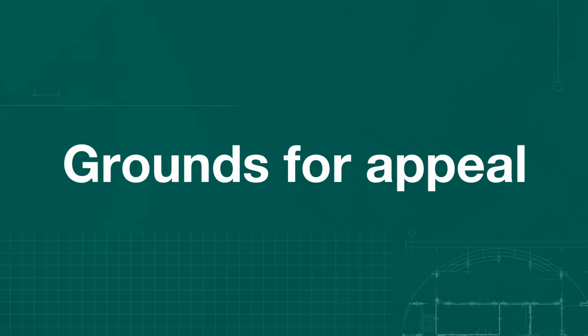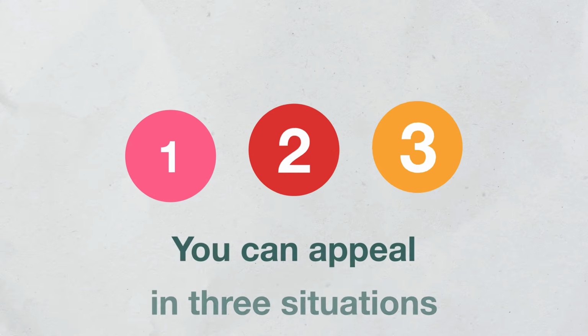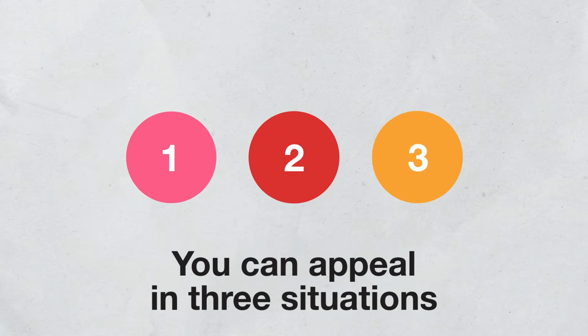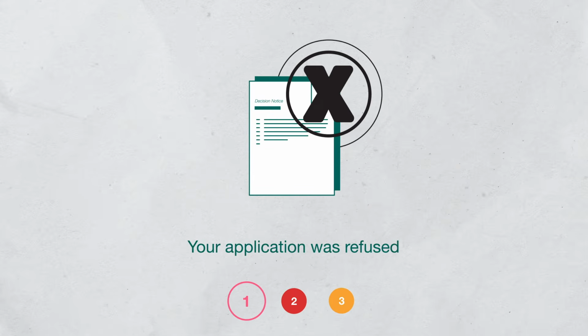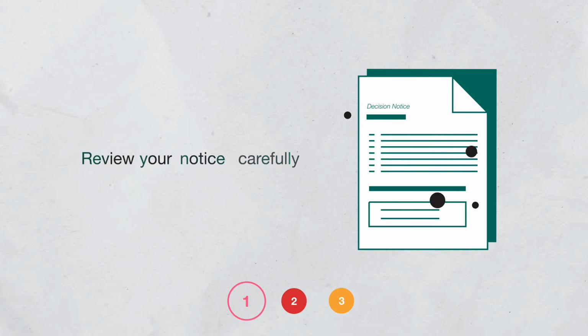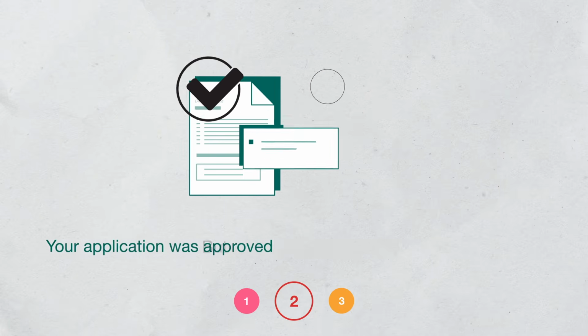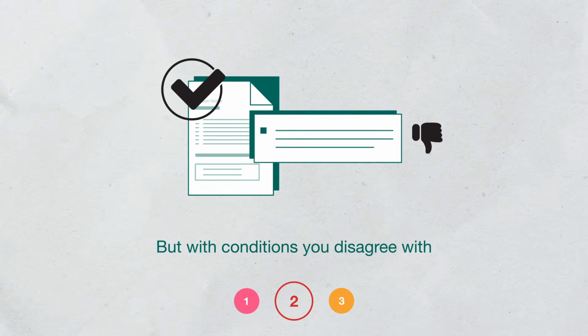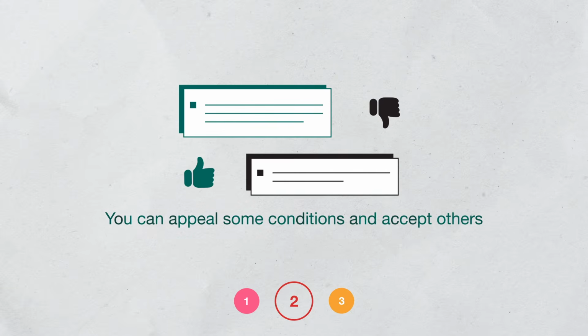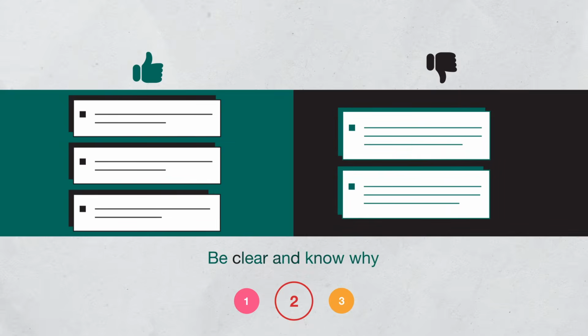Grounds for appeal. You can appeal in 3 situations. Your planning application was refused. Review your decision notice carefully. It outlines reasons for refusal and is key to your case. Your application was approved, but with conditions you disagree with. You can appeal against specific conditions while accepting others, so be clear about which conditions you disagree with and why.